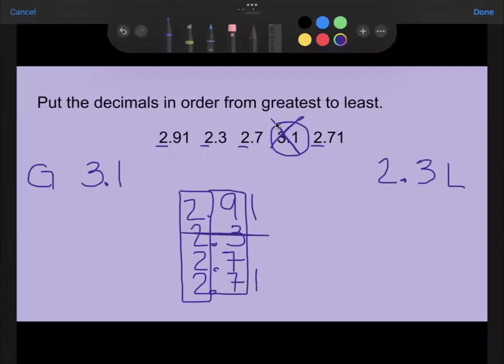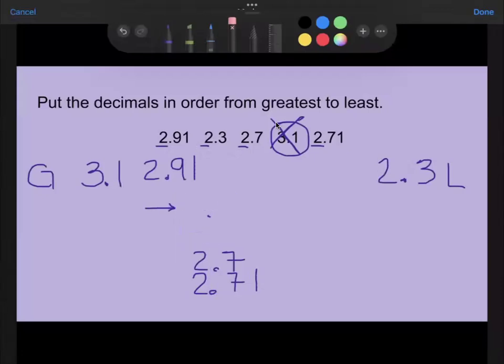Now, out of the ones I have left, 9 is greater than the 2 7s. So I know this number right here is going to go here, 2.91, and then I can cross that off. So what I have left are the 2 ones with the 7. So I'm going to go ahead and maybe delete some of this up here just to make some room, if I can, without erasing too much. There we go.